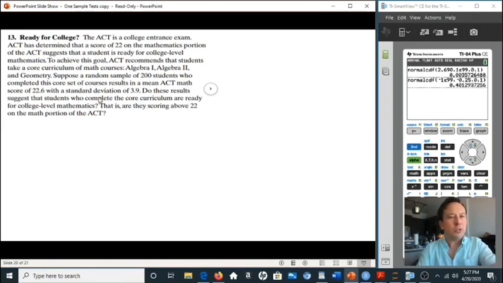So do these results suggest that students who complete the core curriculum are ready for college-level math? That is, are they scoring above 22 on the math portion of the ACT? Because better than 22 means you're doing well. If you get under 22, you're not meeting the standard. So we're concerned about those that are scoring higher, to see if they're college-level ready.